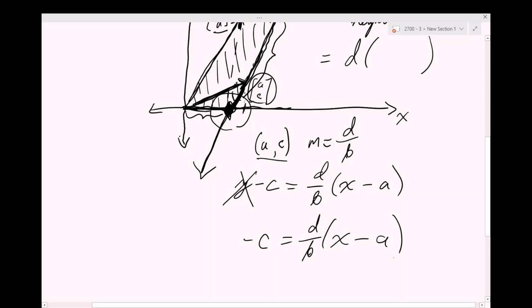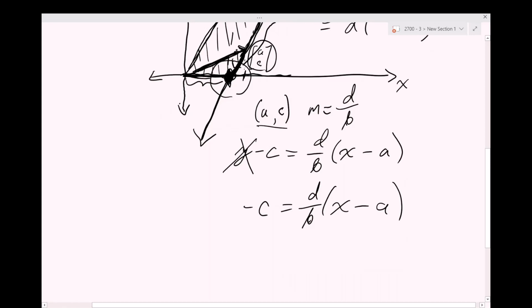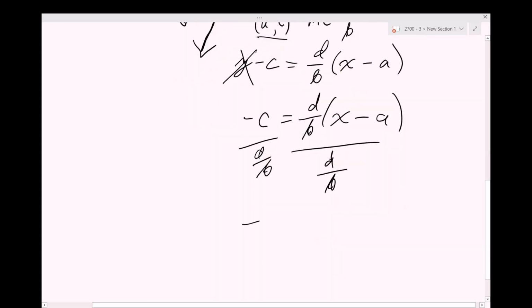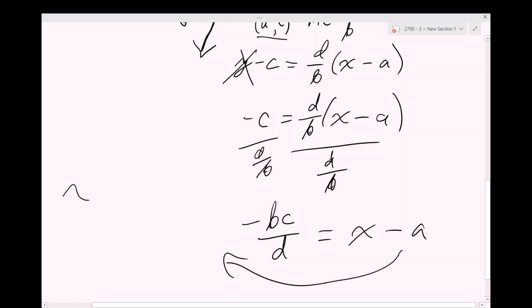What does that make my x? Well, let's divide that d over b off of everything. So that would give me divide by d over b, divide by d over b, and that would give me negative bc over d equals x minus a, and then just add the a over. So we're getting x is a minus bc over d. Okay, so that's the base of this parallelogram.